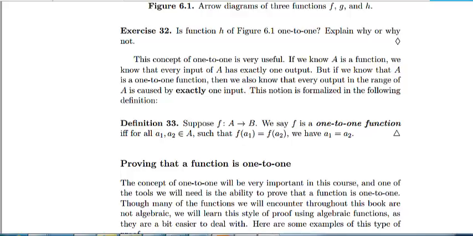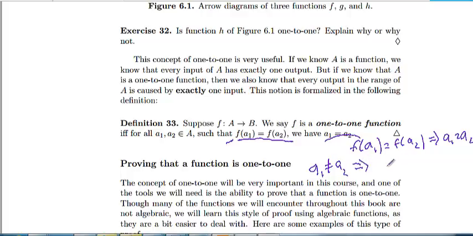Contrapositives can be confusing, but I think in this case it's very useful. Notice that this statement says f of a1 equals f of a2 implies a1 equals a2. So that's really what he's saying here. Now the contrapositive says that you take the negation of this, and that implies the negation of this. So a1 is not equal to a2 implies f of a1 is not equal to f of a2. Okay, so these two are equal.